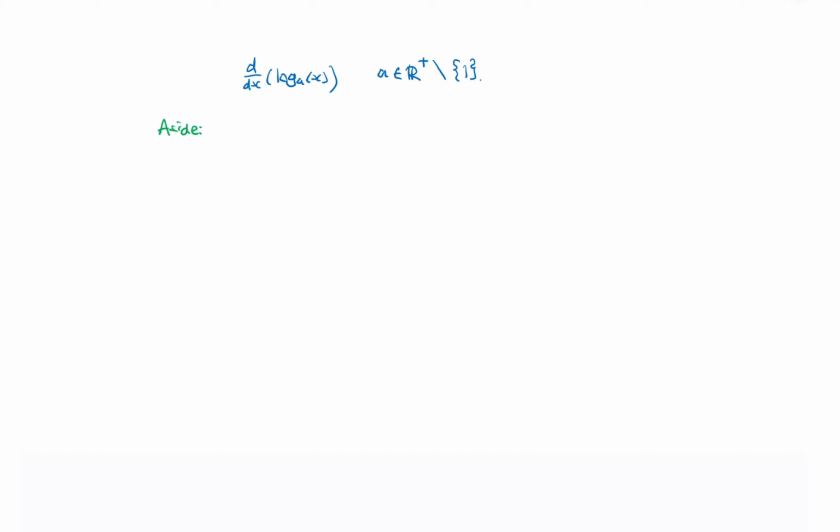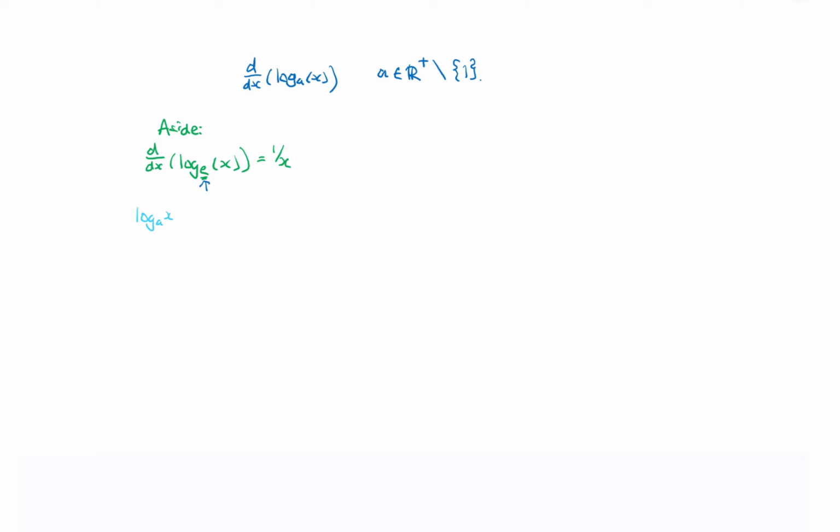Alright, now aside, what do we know? We know that the derivative of log_e of x, in other words natural log, is 1 over x. And this is in base e. So our goal is to try to change the base a to base e. And how do we do that? Well, we have a rule for that.